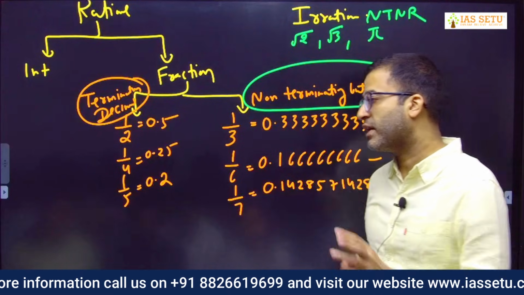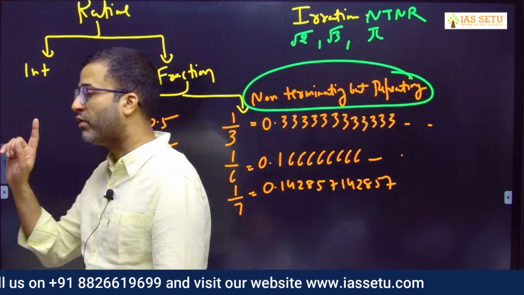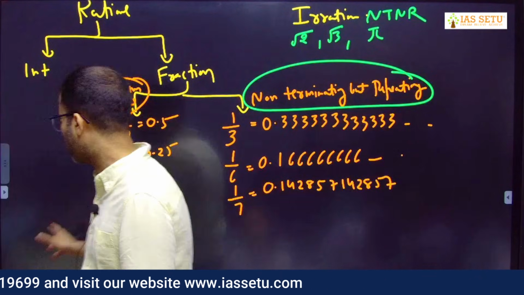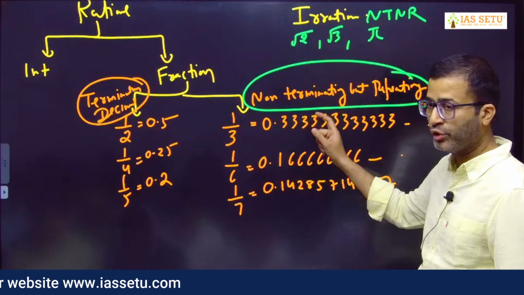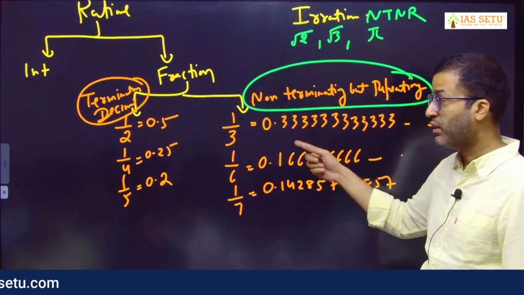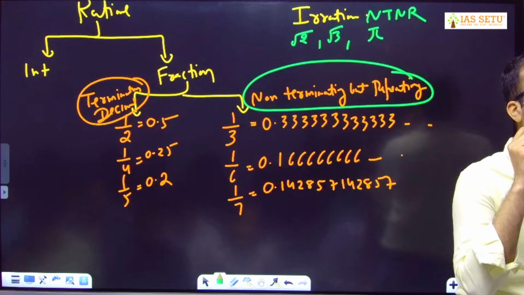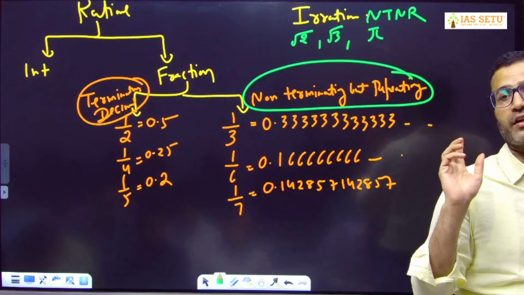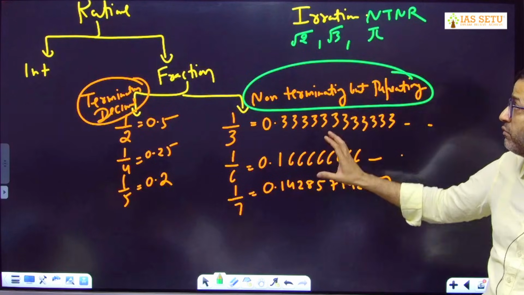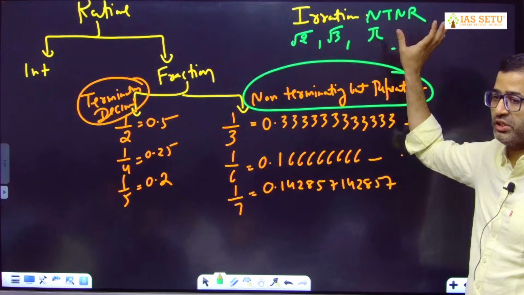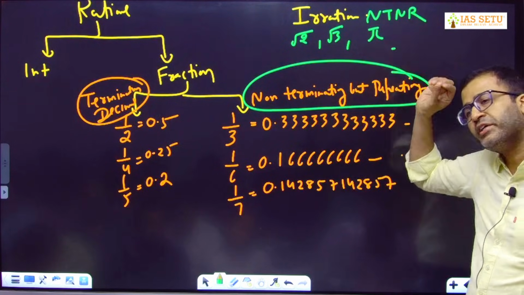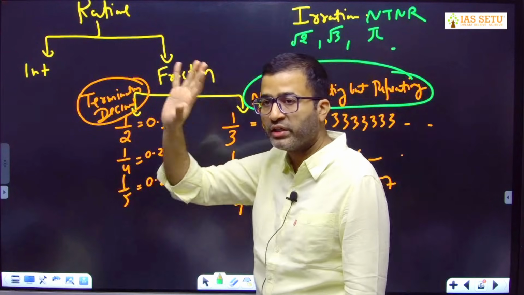So here we have 3 types of decimal. One is terminating decimal like 1/2. Second is non-terminating but repeating like 1/3. There is a third category of decimal that neither terminates nor repeats. And what are these? These are irrational numbers. Okay, now let's revise irrational numbers because this one troubles you.